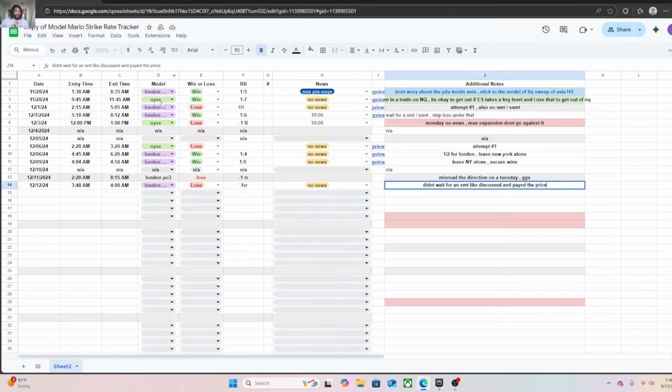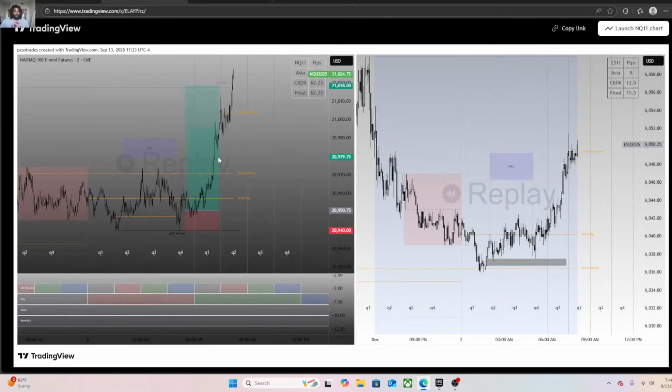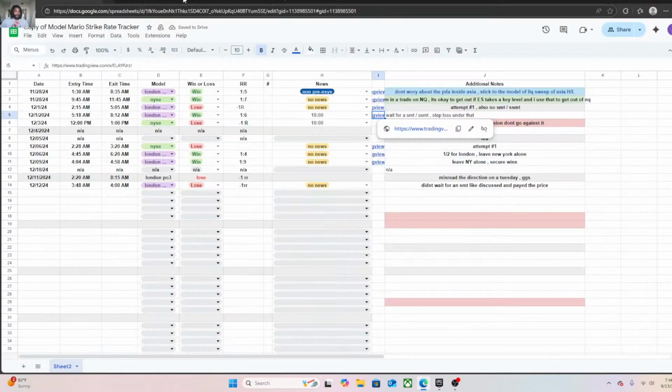This is my journal, yeah. You got the date, entry, exit time, model, win, loss, RR, news. I got a picture of all my trades that I took for the wins and losses. So if you click on them, you'll see it. See, everybody should most definitely make them a journal.